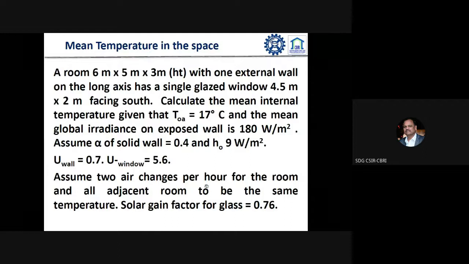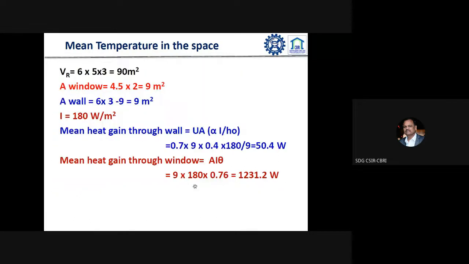There is another thing also, because air changes are also there. Through that air change also there is some heat coming inside. So those factors are given. If you put in these values, as we know the volume of the room is 90 meter cube, and the area of the window is deducted from the wall area, because we are considering one wall, that is the south side wall, we can find out the mean heat gain through the wall.